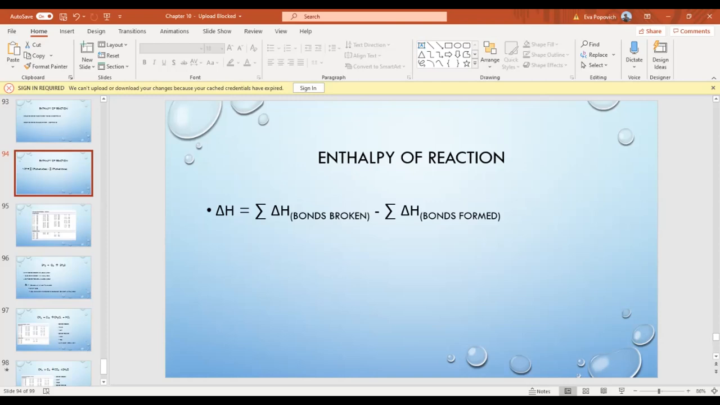Breaking bonds, energy gets put in, positive. Forming bonds, energy gets released, negative. So when we're analyzing these particular subjects, we're going to see what bonds are broken, and we're going to put those all as being positive. We're going to find out which bonds are being formed. All those bonds are going to be negative.